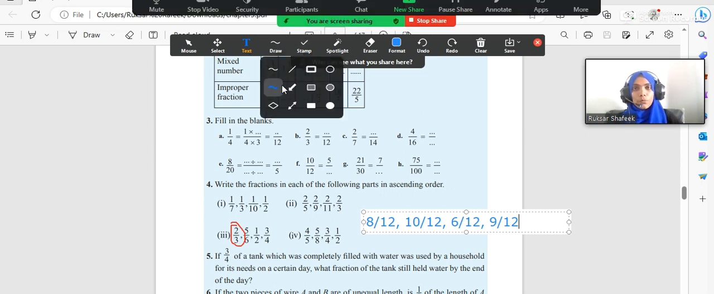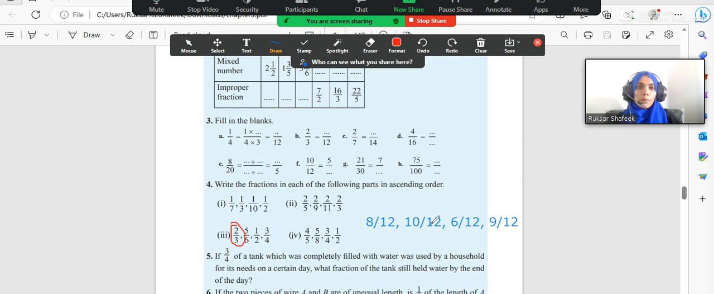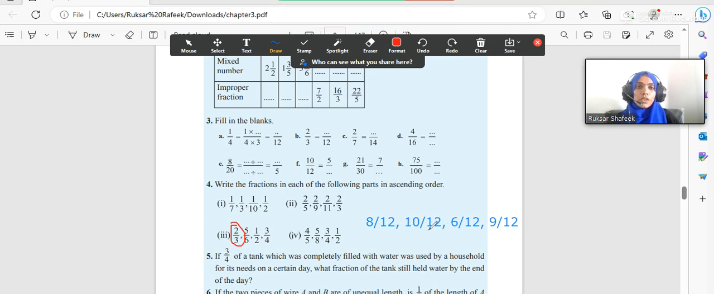So if I need to put them in ascending order, the denominators are the same, so you just compare the numerators. The smallest of them is 6 over 12, which is a half. Then it's 8 over 12, which is going to be 2/3.